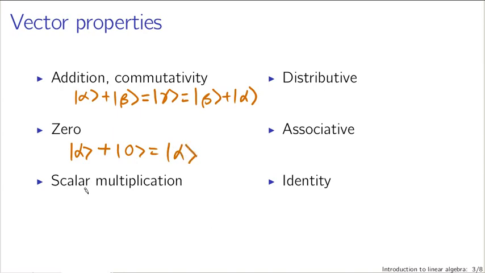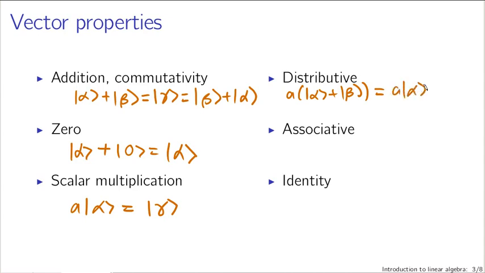We have scalar multiplication. I can write something like A times the vector alpha and get something which I'll call the vector gamma temporarily, where gamma is just some vector that essentially points in the same direction as alpha but is only slightly longer or shorter, having been scaled by A, hence the term scalar. This scalar multiplication is distributive. I can write some scalar A times vector alpha plus vector beta as A times vector alpha plus A times vector beta.